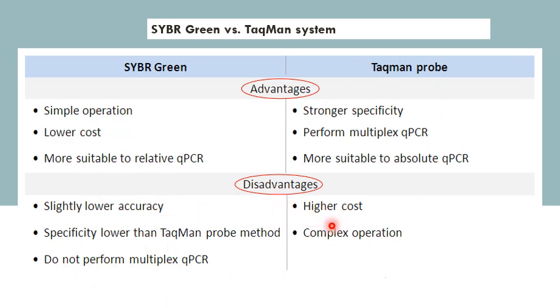The disadvantages: TaqMan has a high cost and is a complex operation. As long as it's complex, it will cost more. While SYBR Green's disadvantage is low accuracy. It's not that accurate, and as we said, compared to TaqMan, the specificity is low. And we can't perform a multiplex PCR using SYBR Green because it is only one type of dye used as an intercalating agent, and you can't use different dyes like we can use VIC and FAM and so on. Here it is just one type of dye, so it is not applicable for multiplex PCR.